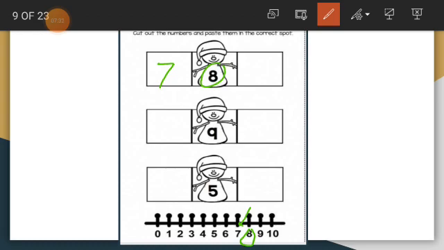Now which number comes after 8? That is 9. You will write 9 over here. And after means you are going to add 1 to it. Okay, when you add 1 to 8, the answer is 9.